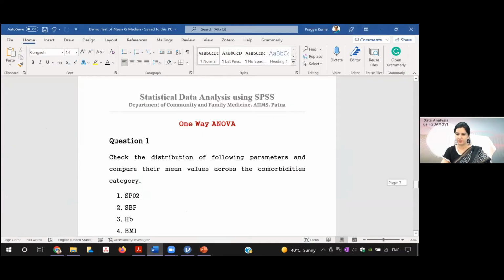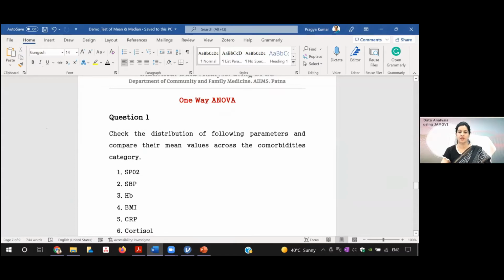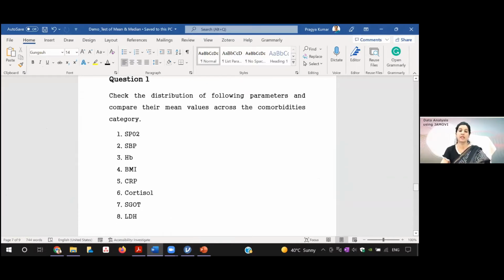So this is a question for one-way ANOVA. So I have to check the distribution of the following parameters and compare their mean values across the comorbidities category. And comorbidities, remember, in day one, we have made 3 categories. Asymptomatic, mild, that was one category. Category 2 was moderate. And category 3 was severe. So I'll check these values.